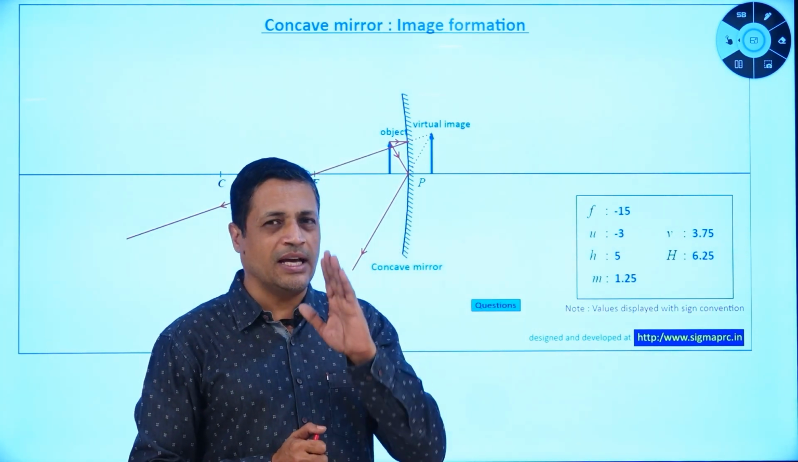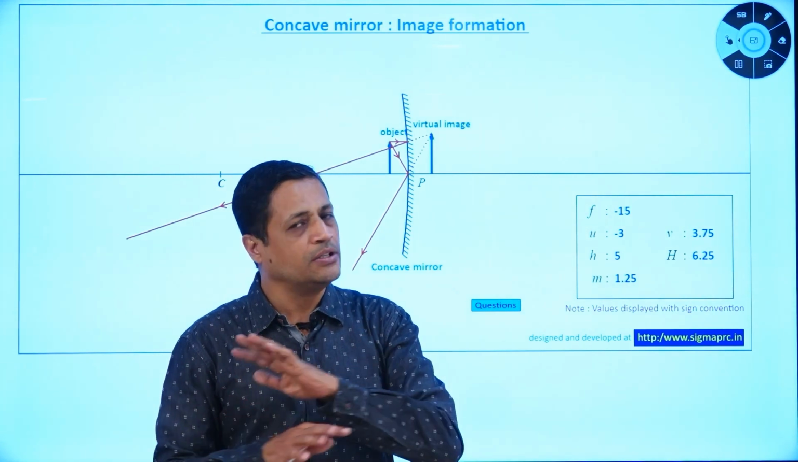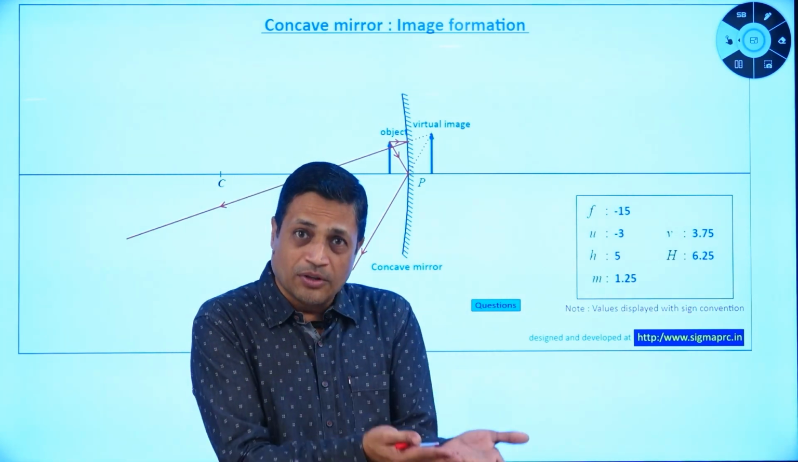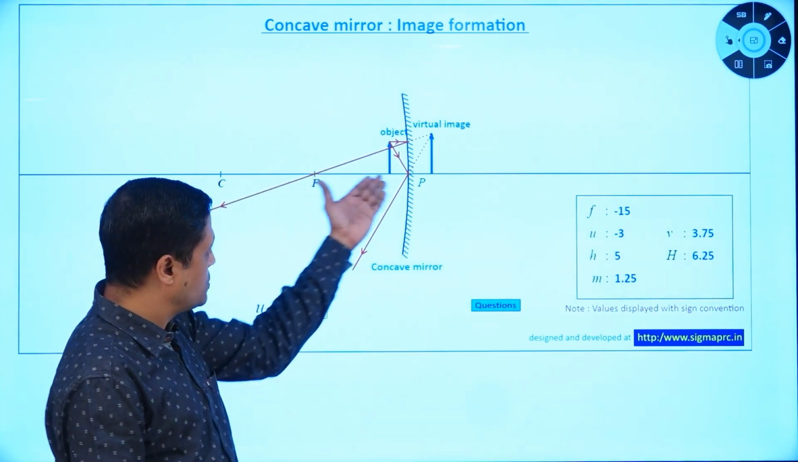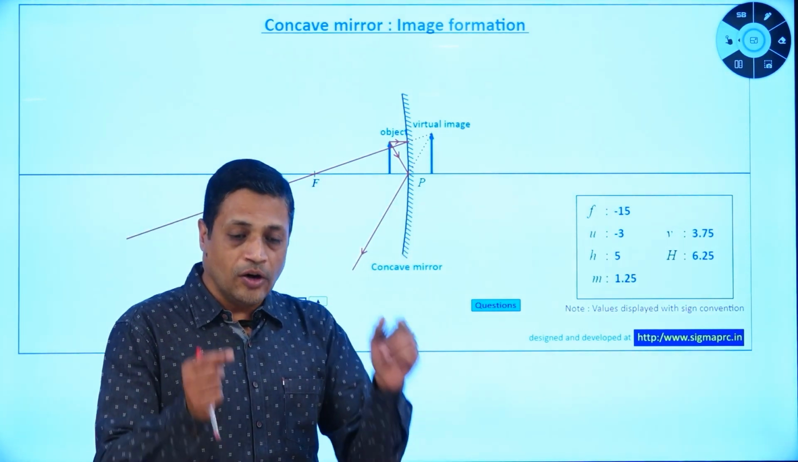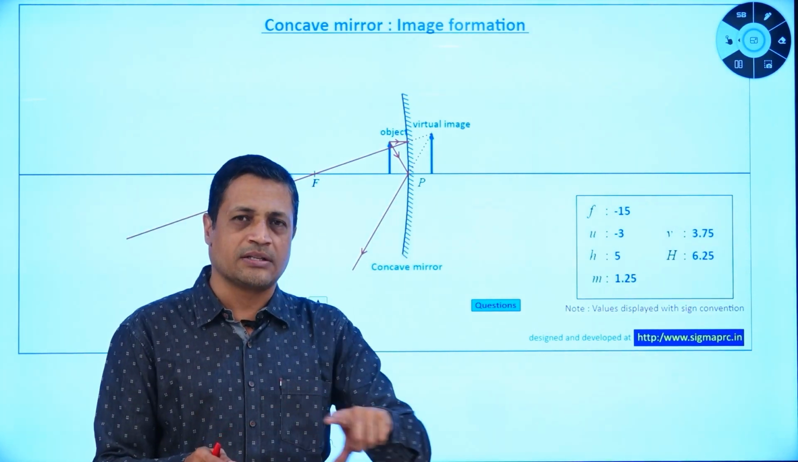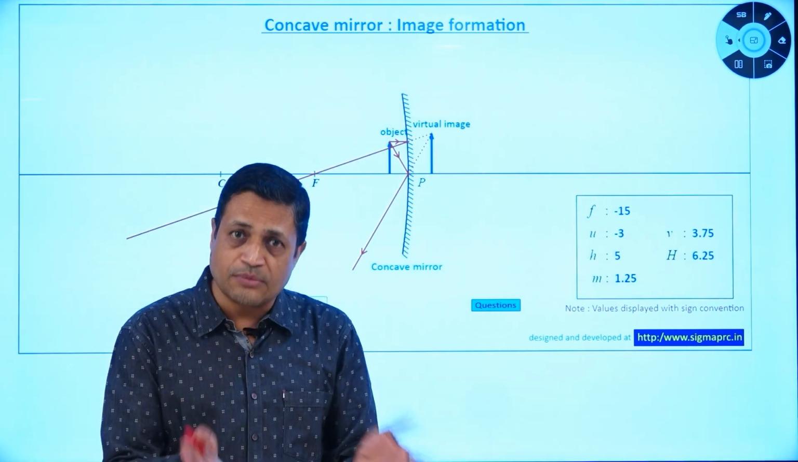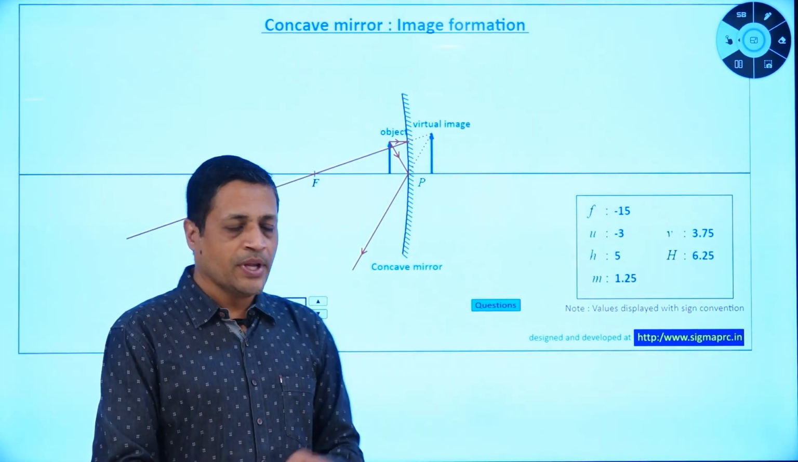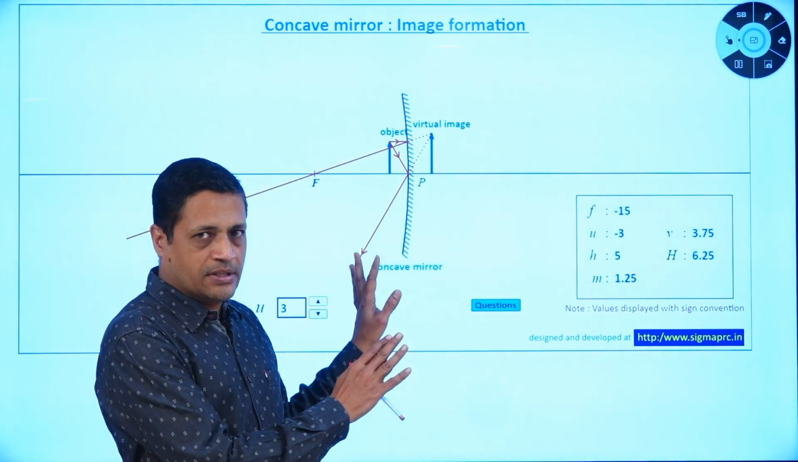Can the virtual image ever be diminished than the object? No. Can it be even equal to the size of the object? No, we have dragged it so close, it can't be equal, right? All these properties that I mentioned in the last couple of lines, there are lots of questions based on that in your board exams. So this is about concave mirrors.